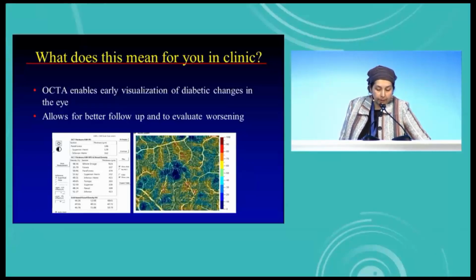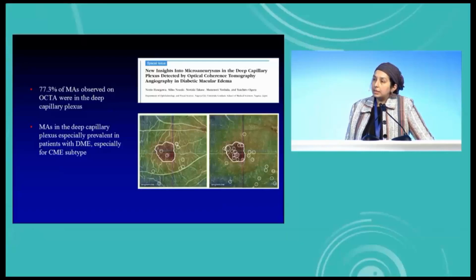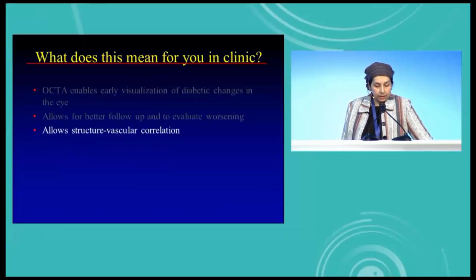And so, to evaluate for ischemia, because we now have these automated parameters on OCT angiography, this is a good way of getting early visualization of diabetic changes in the eyes, and to follow these patients up and evaluate them for worsening. And we have good data showing that worsening, especially in the deeper capillary plexus, can be associated with an increased risk of developing diabetic macular edema. And so these may be patients that you want to follow up a little bit more closely.